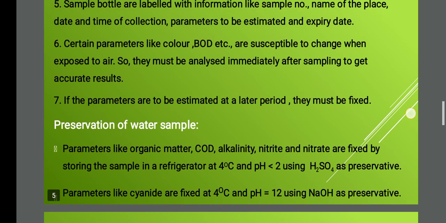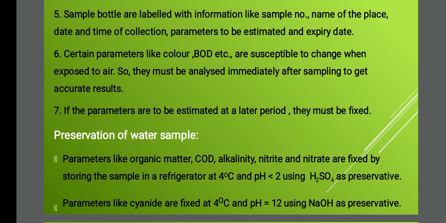So how to preserve the sample: the first one is parameters like organic matter, COD, alkalinity, nitrite and nitrate are fixed by storing the sample in a refrigerator at 4 degree centigrade and the pH should be less than 2. And for that purpose we use sulfuric acid as the preservative. Is it clear? I'll repeat the point once again.